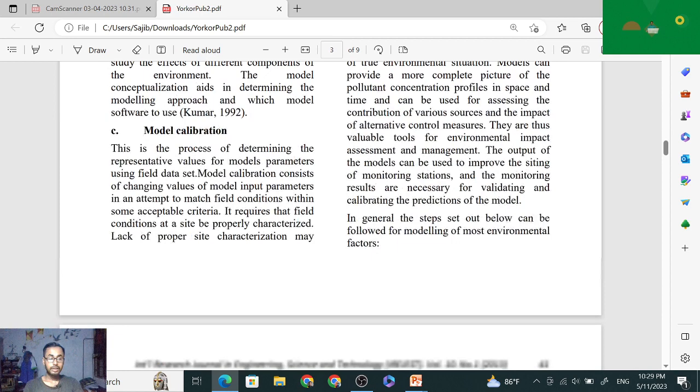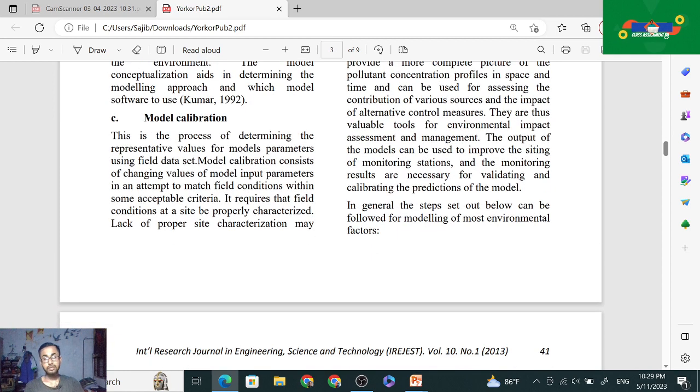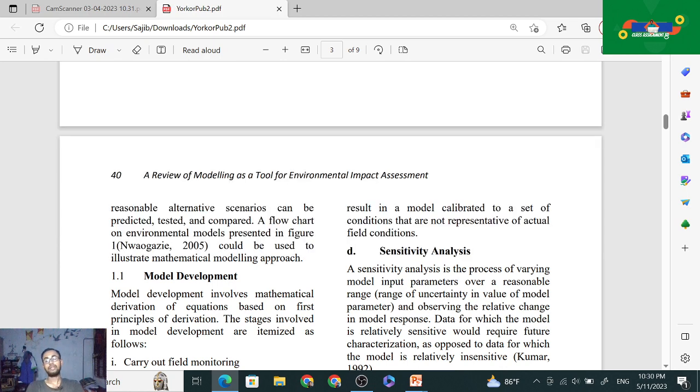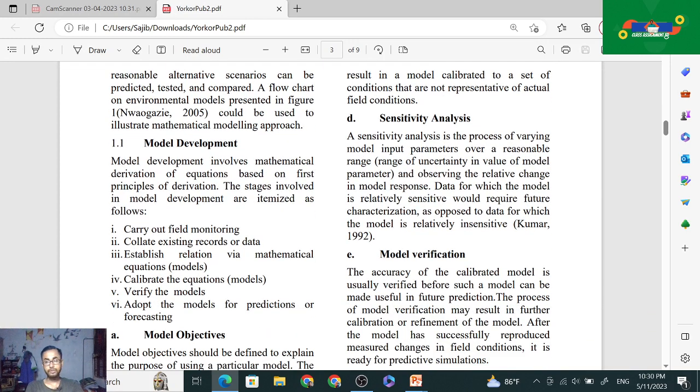And then model calibration এর মধ্যে যেটা আছে, this is the process of determining the representative values of model parameters using the field dataset. Model calibration consists of changing values of model input parameters in an attempt to match the field conditions within some acceptable criteria. It requires that the field conditions at a site be particularly characterized. Lack of proper site characterization may result in the model being calibrated to a set of conditions that are not representative of the actual field condition.